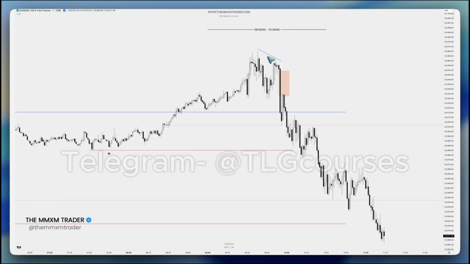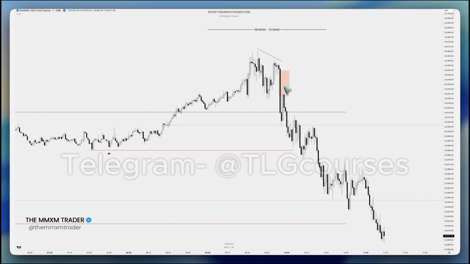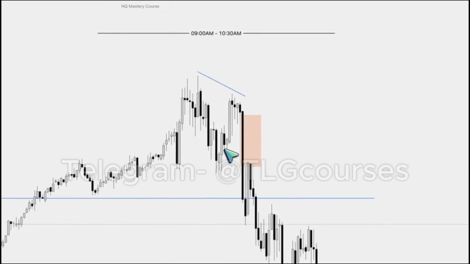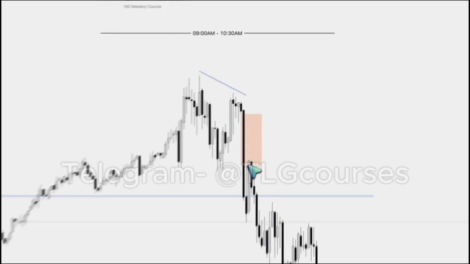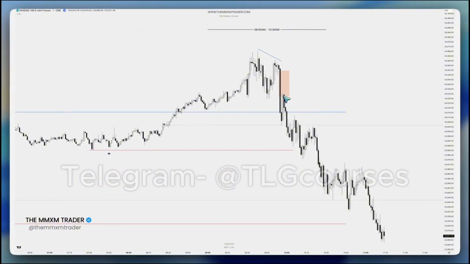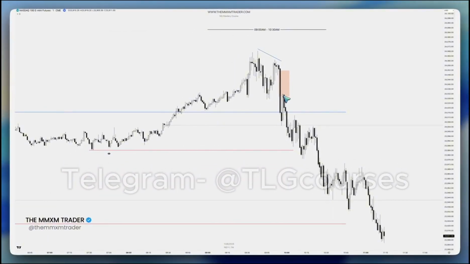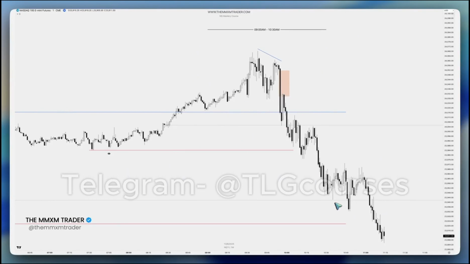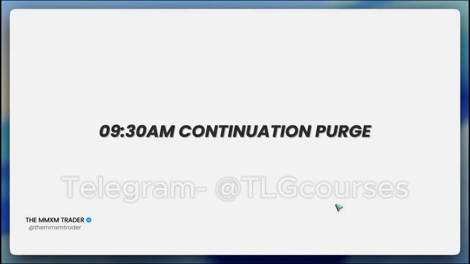SMT again on this high. And then we form a displacement with a change in the state of delivery here, right? So these two up close candles, change in the state of delivery, short. Okay. Everything in alignment for the market to be a manipulation and then to sell off to the relative equal lows, and that would be your entry.